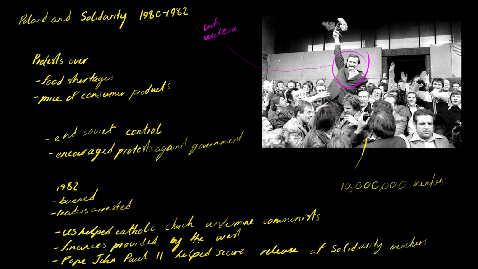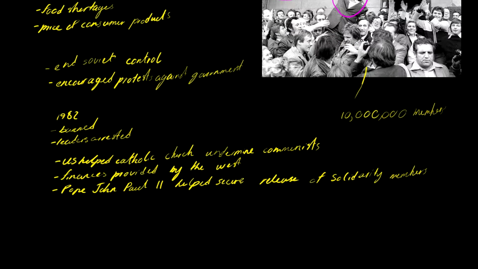Finances were provided by the West towards the movement, and Pope John Paul II, himself a Pole, helped to secure the release of Solidarity members directly. The CIA also provided Solidarity with communication technology to keep the movement alive. The Polish economy continued to decline as it was under Soviet rule.